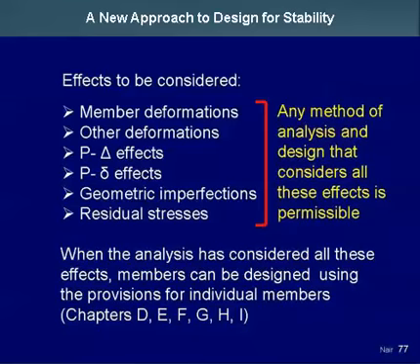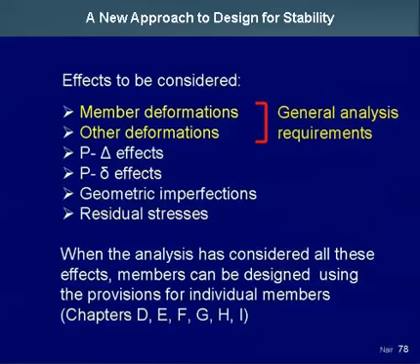And the specification now tells you explicitly that any method of analysis and design that considers all of these effects is permissible. So you can invent your own method as long as it considers all of these things in some rational, logical way. And then, these first two are general analysis requirements. AISC doesn't really tell you how to do it. Any engineer, I suppose, is expected to find his way through that.